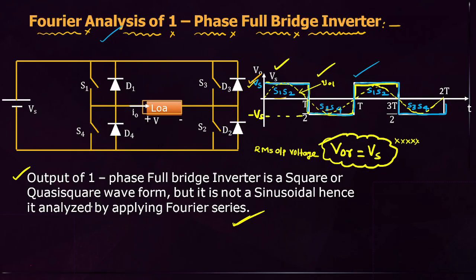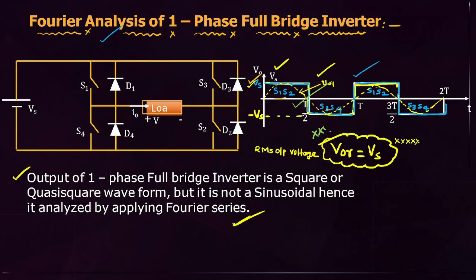Continuation of this. What is the Fourier analysis of single phase full bridge inverter? Up to now I explained only operation and analysis, the normal analysis of half bridge inverter and full bridge inverter. That is one concept. Then one more concept is Fourier analysis of single phase full bridge inverter. Why do you have to apply Fourier analysis to the single phase full bridge inverter? It is a square wave now.